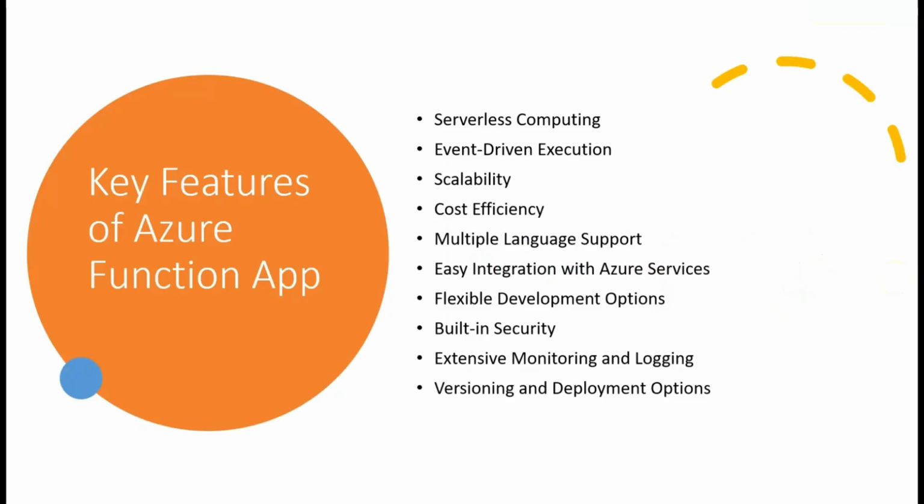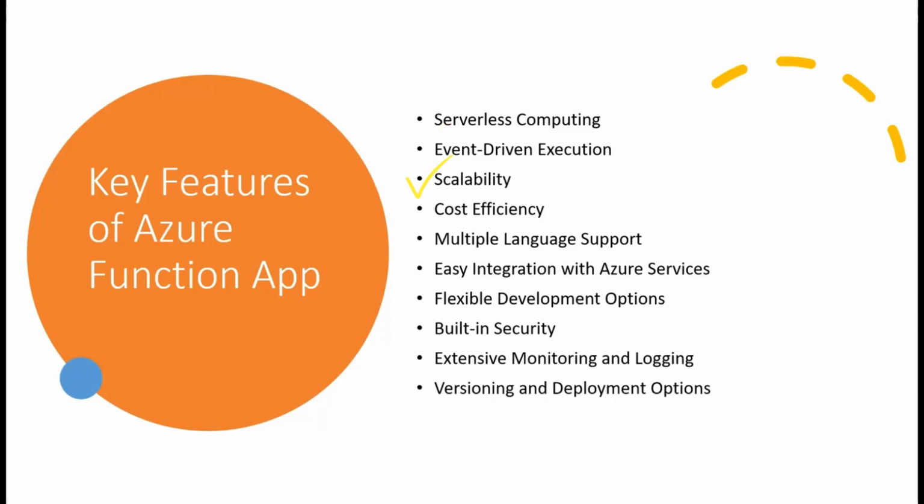Key features of Azure Function App. Serverless computing. With Azure Function App, you don't have to worry about managing servers. You just focus on writing your code, and Azure takes care of everything else, like running it and scaling it when needed. Event-driven executions. Function Apps only run when something triggers them. For example, when someone makes a request, a timer goes off, or a file is uploaded. This makes them super efficient since they only run when necessary.